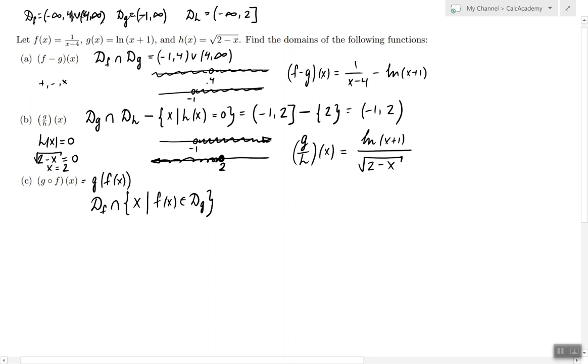So figuring out for which values of x f is in the domain of g, we have to set up the domain of g as an inequality or equation. So what does it mean to be in the domain of g? That means f of x is strictly greater than -1. So to solve this inequality, we have to add 1. We have to find the common denominator. And we have to solve this rational inequality. So the solution of this rational inequality can be easily determined by the sign chart.